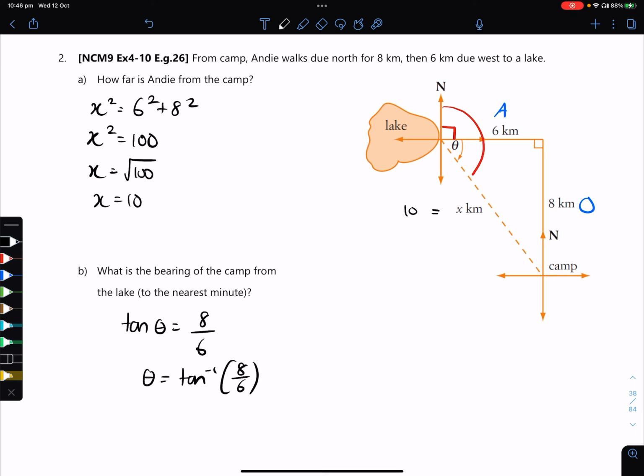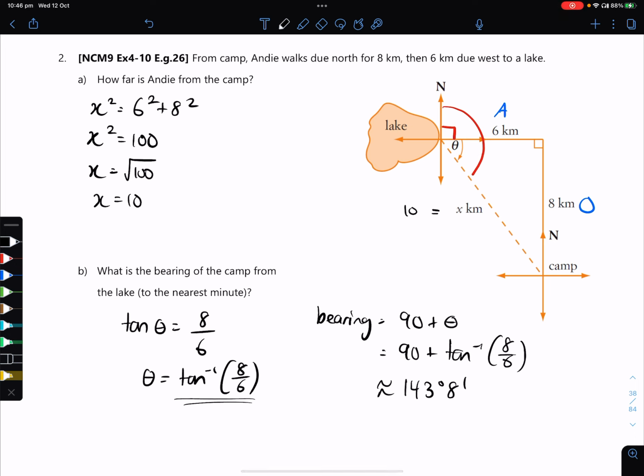Now, when you type this in a calculator, it will give us a very long answer, like 53.1301, and so forth. But we're not going to write that because the bearing that we need is a sum of those two angles, the 90 and the theta. So we're going to write bearing equals 90 plus theta, which is 90 plus this answer for theta. And this is when we type it in, because this is the final answer we're interested in. So to the nearest minute, what I get in my calculator is 143 degrees and 8 minutes. Okay, off to the next question.